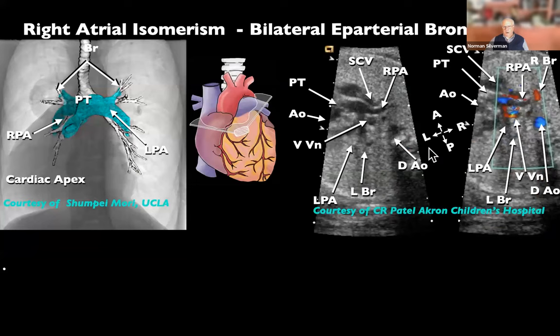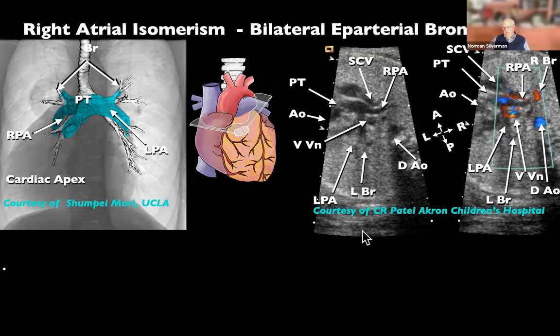So here we are looking at a much more sophisticated thing, courtesy of Dr. Shumpei Mori from UCLA, who's showing us bilateral symmetrical right bronchi and bilaterally symmetrical pulmonary arteries. Okay, and each of these pulmonary arteries has got an upper lobe artery as well, but the main artery is lying below the bronchus. So in right isomerism, the bronchi are epiarterial, above the arteries.